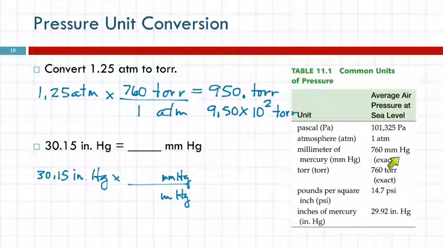I'll give you this table on an exam. So we look on here and we find 760 millimeters of mercury and 29.92 inches of mercury. Remember, each of these is equal to the others. They're all describing the same thing. So 760 on top, 29.92 on the bottom.